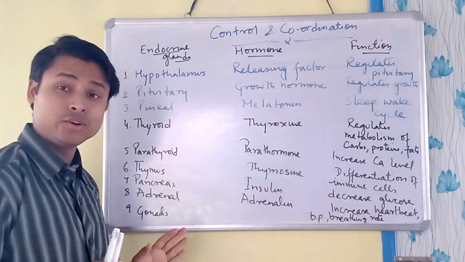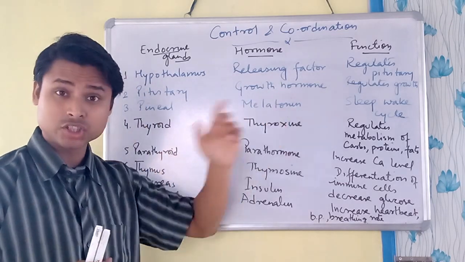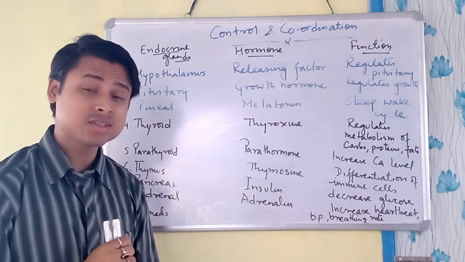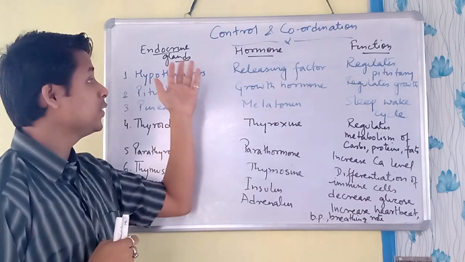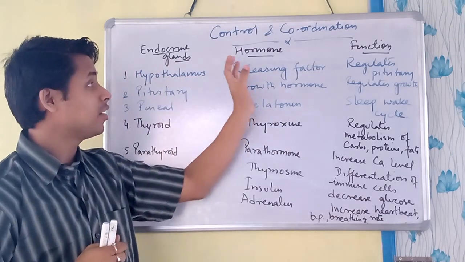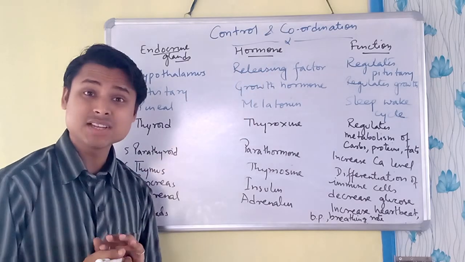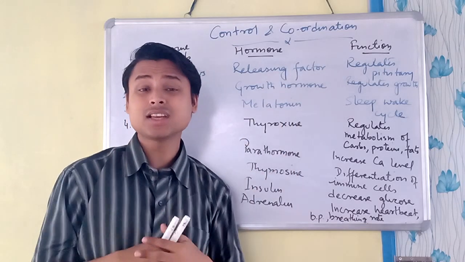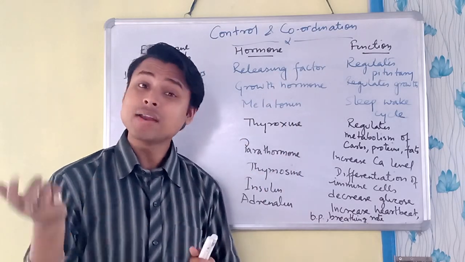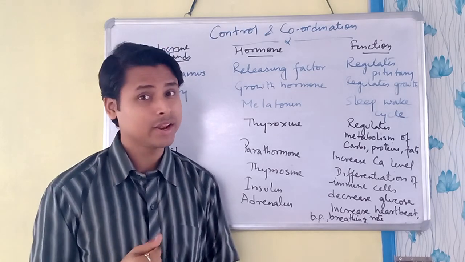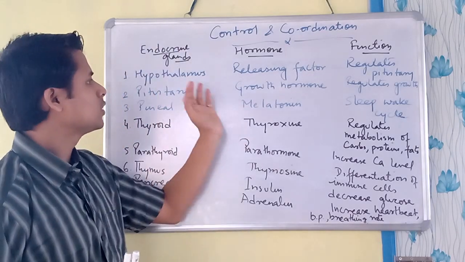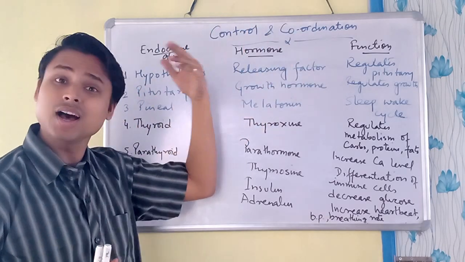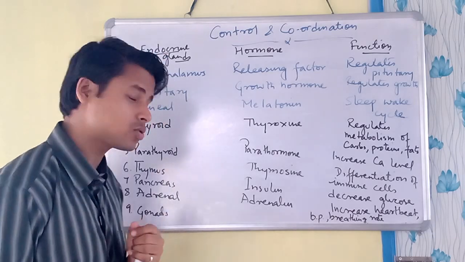So these are the endocrine glands, these are the hormones and the functions. Hypothalamus, remember, it is part of the brain also. This gland releases a hormone called a releasing factor, and this releasing factor activates or regulates the secretion of the pituitary gland, another gland which is again in the brain. The pituitary gland then secretes various hormones.